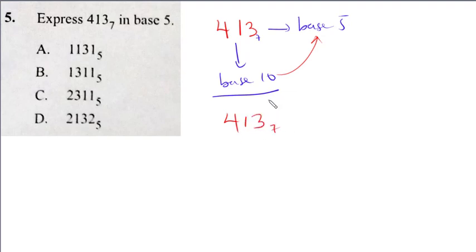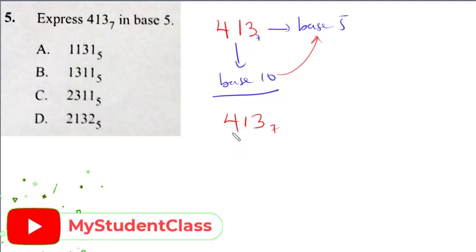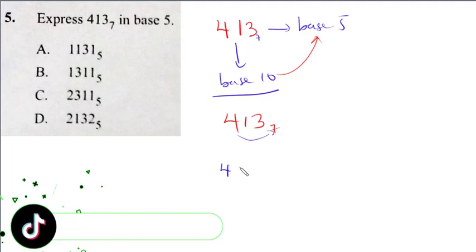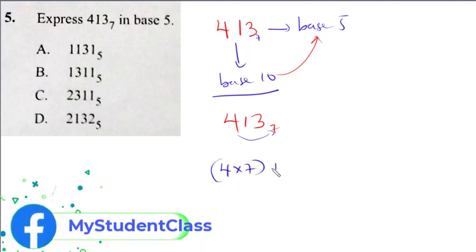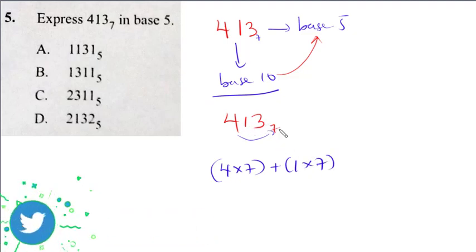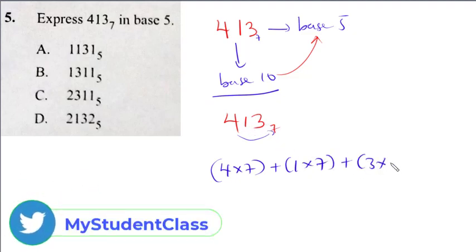413 in base 7. So to convert it to base 10, we will be picking the individual digits and multiply them by the base here, 7. So we will say 4 times 7. So that is the first one here. Then we pick the second one, that is 1 times 7. So that is the second one here. Then the last one, we have 3 times 7.